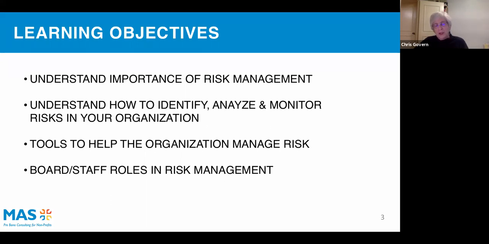One of the issues around risk management is that boards tend to see risk management in very piecemeal ways. They don't tend to see it holistically. And so we're going to talk about how you go about risk management in a very intentional, systematic way.